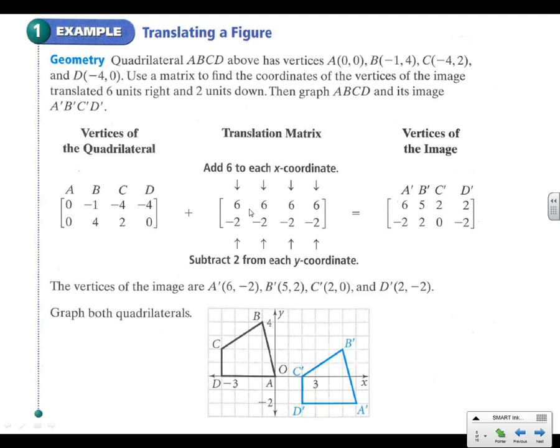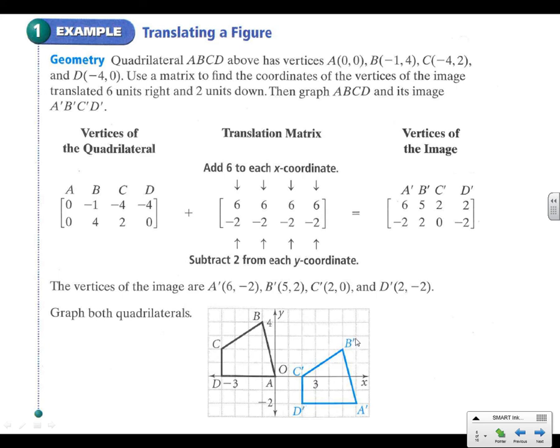We can say, okay, what's 0 plus 6? 6. What's 0 minus 2? Negative 2. Go all the way across. What's negative 4 plus 6? Positive 2. And if we were to plot these as 4 new points, here they are. A is now 6, negative 2. That's what this point is. B is now 5, comma 2. That's what this point is. Same with C and same with D.